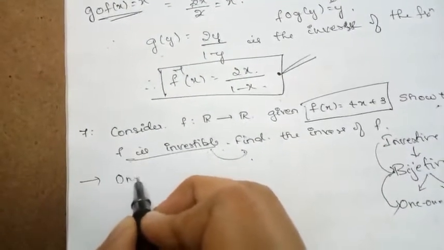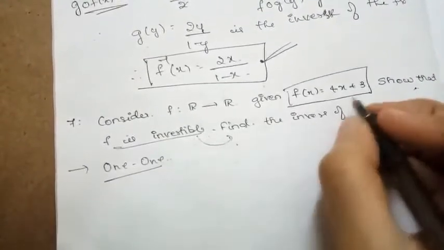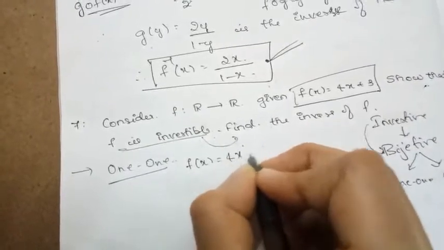So let us prove that. The first thing is to show the given function is a one-one function. So what they have given: f of x is equal to 4x plus 3.